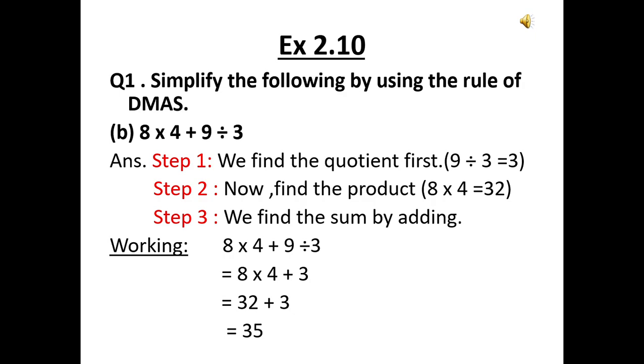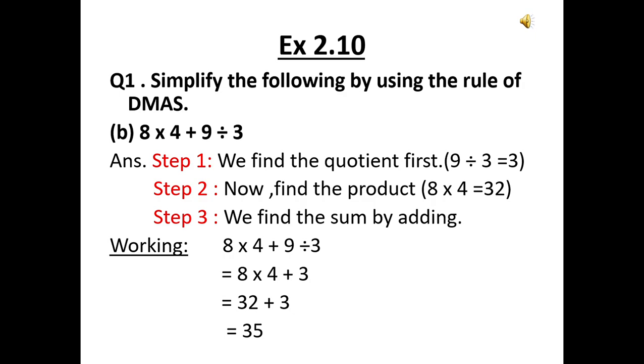In step 2, we will find the product 8 into 4, which is equal to 32. So in the third step, we get 32 plus 3. Now 32 plus 3, and the answer will be 35. First I have written what steps we have to perform, and then I have shown you the working. You can see the working.